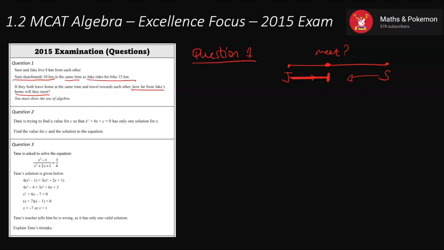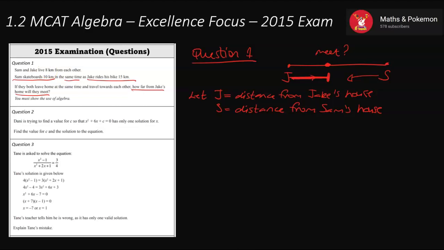So I'm going to start this question by just defining what we're going to do. Let J equal the distance from Jake's house. And I'm going to do the same for S. Let S equal the distance from Sam's house. I don't think this is required, but it just gets me thinking about the variables in a bit more detail.